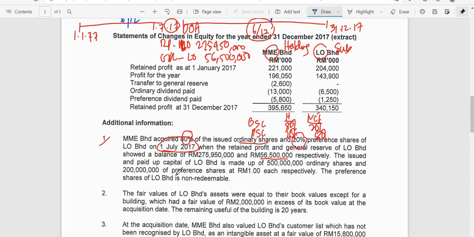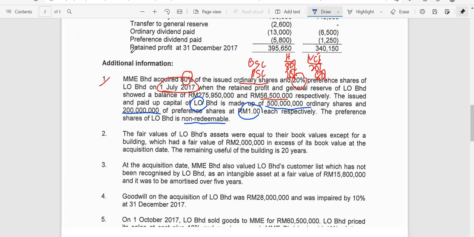You're informed the issued paid-up capital of LO is made up of 100,000 ordinary shares, and it was 1 ringgit each, for both, also the preference shares. You are informed the preference shares are non-redeemable, so they are all equity shares and not liability. So that is not redeemable preference shares. Those are the information.